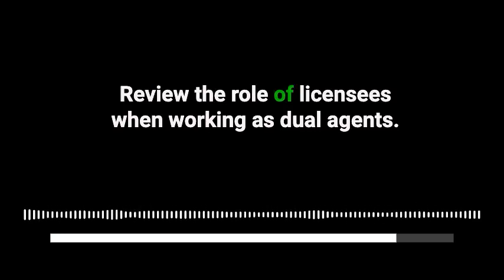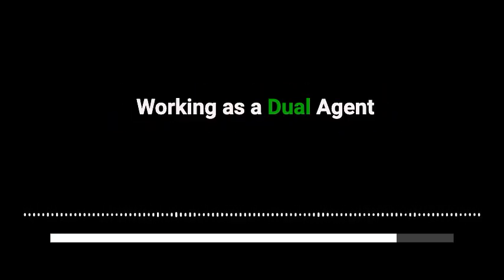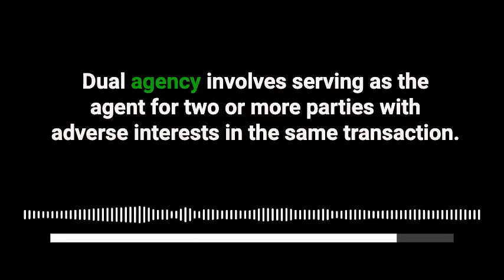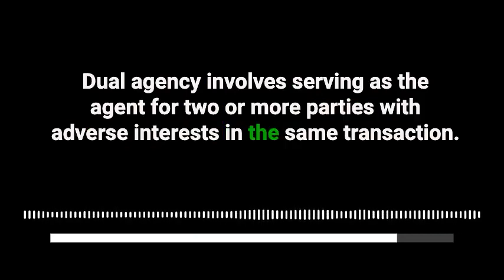True. Learning objective: review the role of licensees when working as dual agents. Working as a dual agent. Dual agency. Dual agency involves serving as the agent for two or more parties with adverse interests in the same transaction.